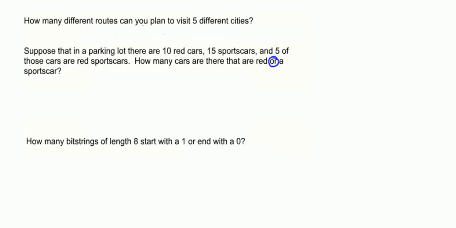How many different routes can you plan to visit 5 different cities? Well, here you have 5 cities to visit, and you have 5 choices for that first city. Now, this is a case where once you've visited that city, you're not going to visit it again. So you have 4 choices for the second, 3 for the third, 2 for the fourth, and 1 for the last. And again, this is a multiplier. You choose first. You could always choose any of the remaining 4 next.